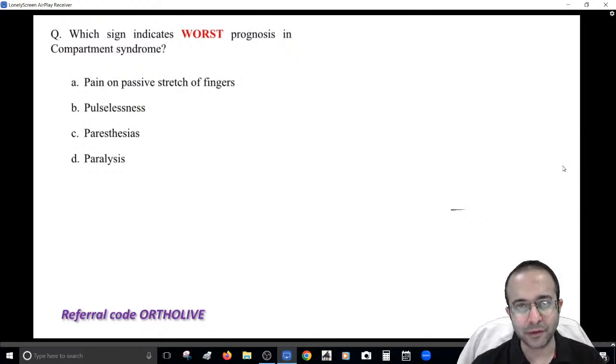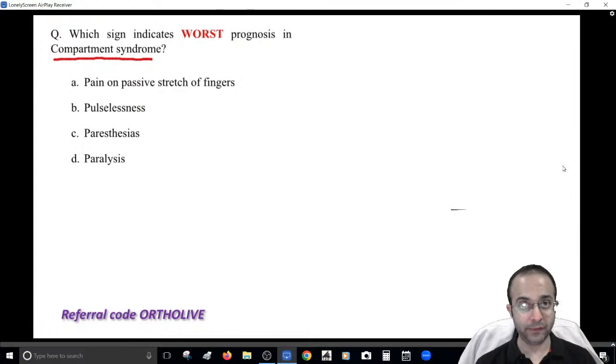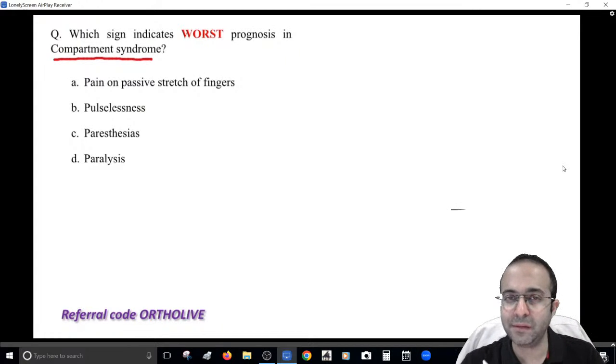So can we just discuss a little bit about this thing also, compartment syndrome? So just copying up a question from the FMG exam, the foreign medical graduate exam, but an excellent question prepared by the examiner.